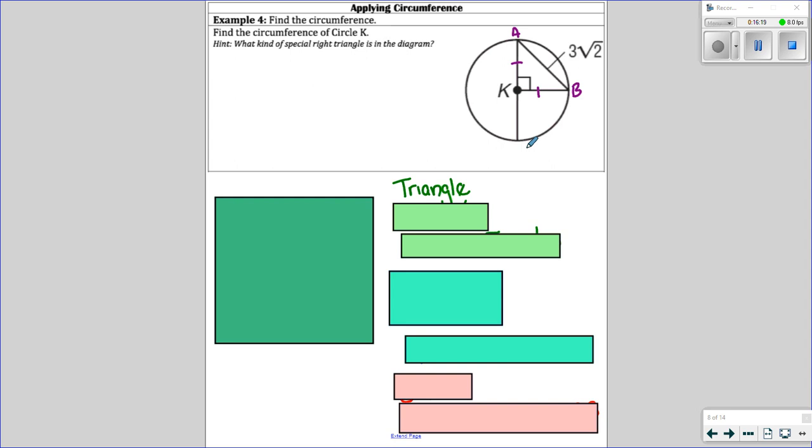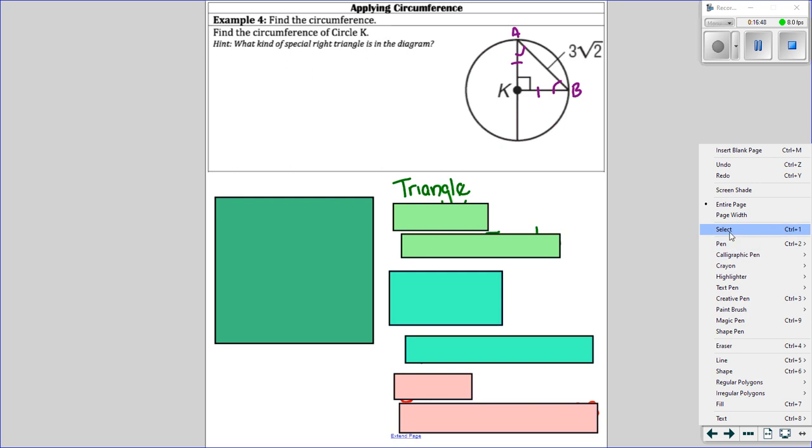If you said isosceles, that is correct. So that means if the two sides are congruent, then the two base angles are congruent. So that means angle A and angle B are also congruent. So what special triangle that we learned has congruent sides and congruent base angles? That would be the 45, 45, 90.